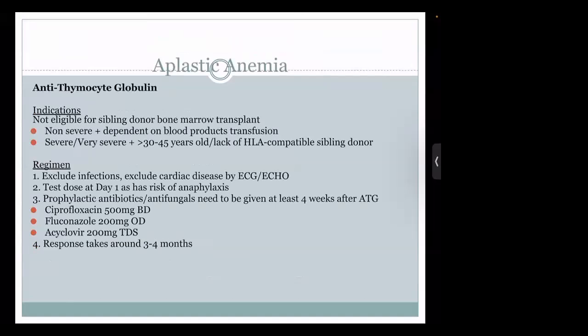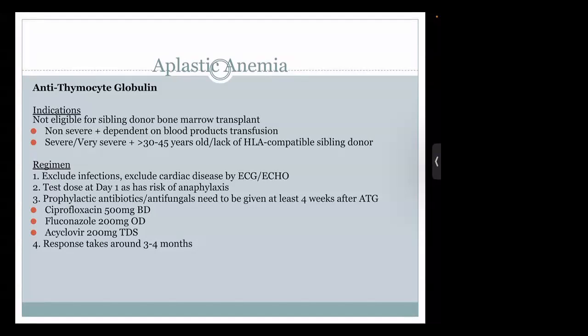So anti-thymocyte globulin is indicated only for those patients who do not have a compatible bone marrow transplant donor. Also for non-severe patients who are dependent on blood product transfusion, or severe or very severe patients, like I said, more than 30 or more than 40 years old, with a lack of an HLA compatible sibling donor.